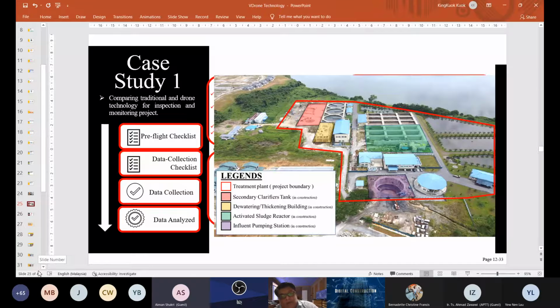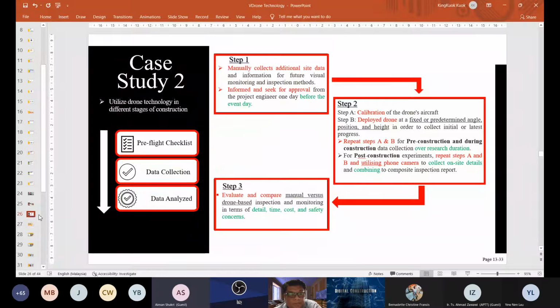There are a few methodologies, and the steps involved in carrying out the research are pretty simple. We have the pre-flight checklist, the data collection checklist, the data collection, and we analyze the data. Case number 2, as I mentioned just now, is to look into what the drone can do before the construction period, during the construction period, and after the construction period. The methodology we are adopting is pretty simple as well: pre-flight checklist, data collection, and analyzing the data.